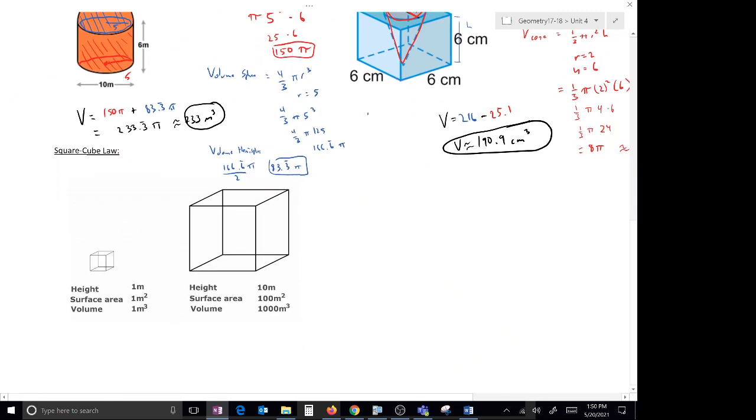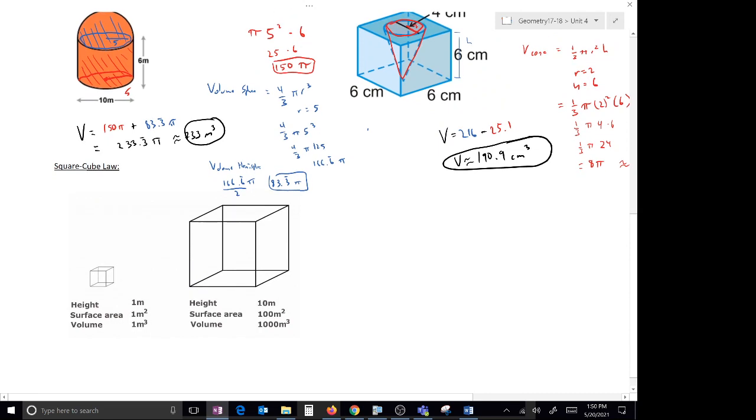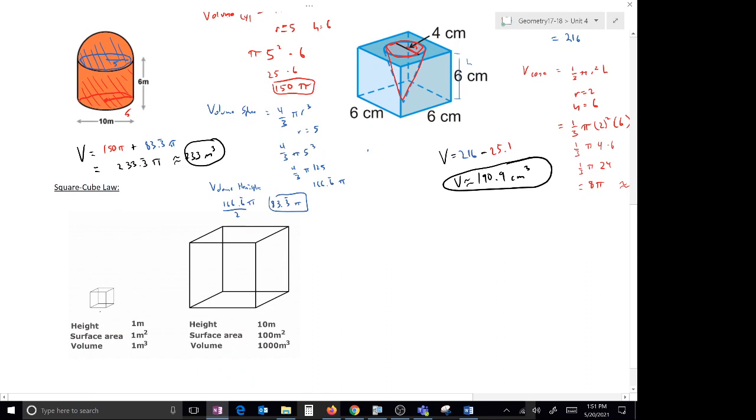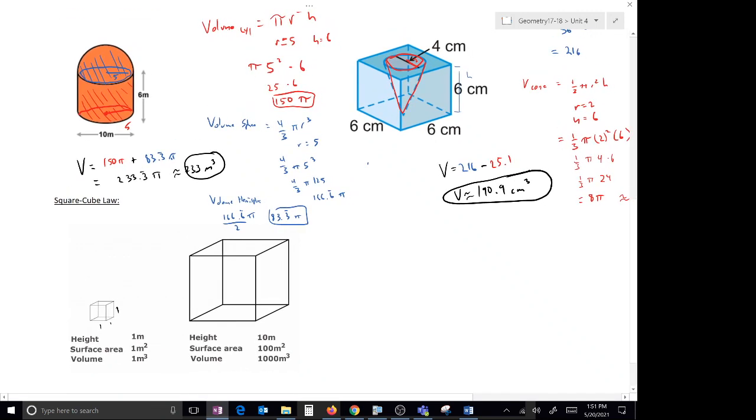Okay. Last thing we're going to talk about is the square cube law. And the square cube law is really just thinking about how, as we increase in size, what happens to our surface area compared to what happens to our volume. So what we have here on the left is a cube. It's a 1 by 1 by 1. So the height is 1 meter. The surface area of one face, we should say, is 1 by 1. And the volume, 1 by 1 by 1, is also 1 meter cubed.